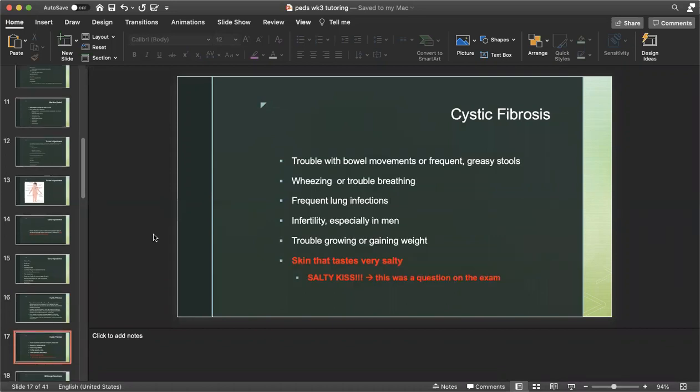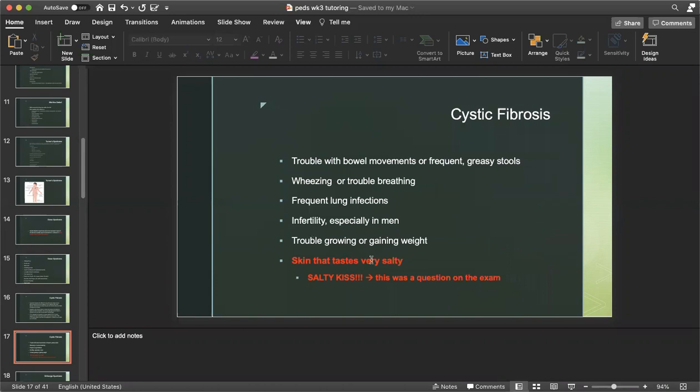So some characteristics of cystic fibrosis: they'll have trouble with bowel movements or frequent gassy stools, wheezing or trouble breathing, frequent lung infections, infertility, especially in men, trouble growing or gaining weight, and skin that tastes very salty.